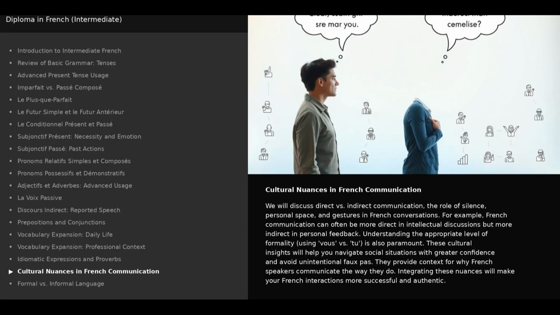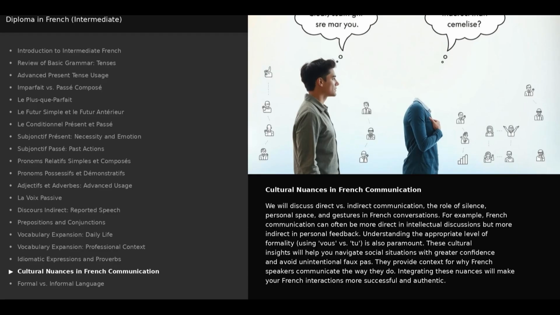We will discuss direct versus indirect communication, the role of silence, personal space, and gestures in French conversations. For example, French communication can often be more direct in intellectual discussions, but more indirect in personal feedback. Understanding the appropriate level of formality, using vous versus tu, is also paramount.